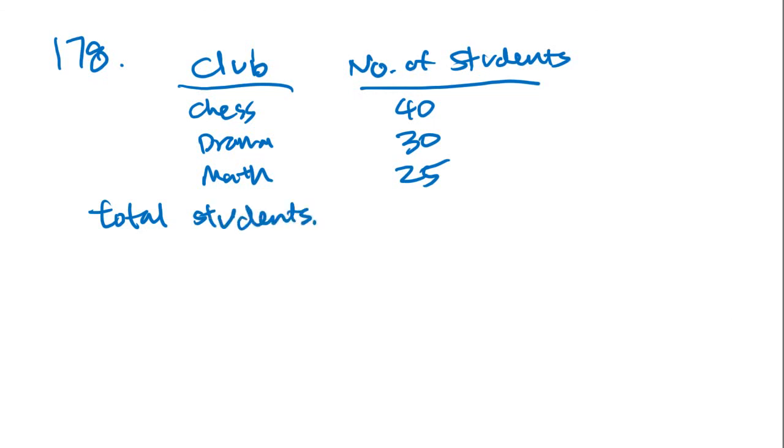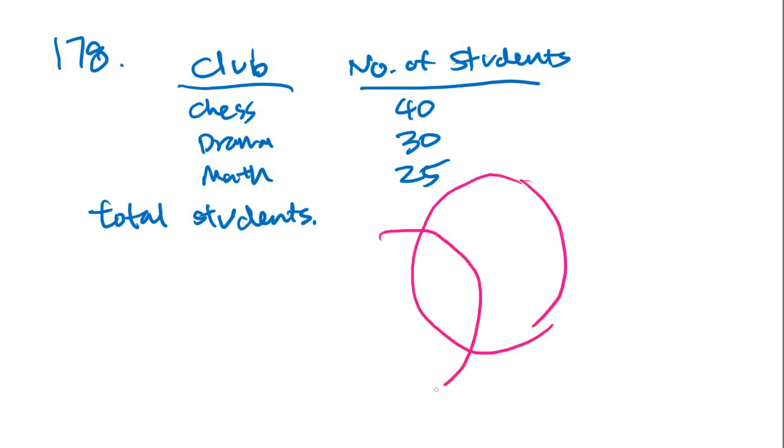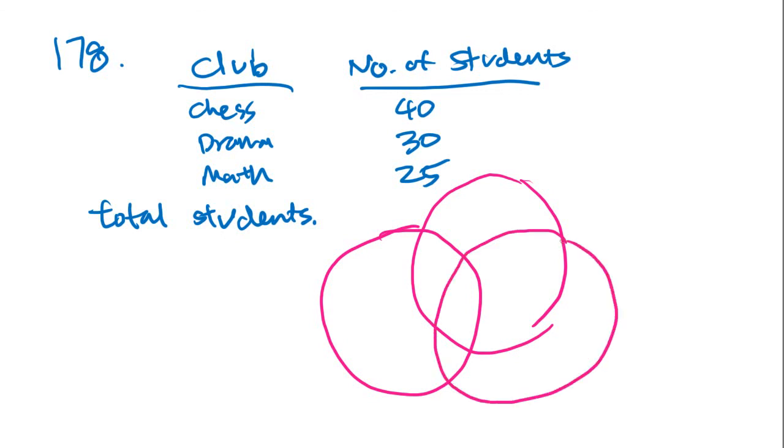We see a problem like this. What we are going to do is not a double set matrix, but actually a Venn diagram. So it will look like 3 circles, like this.